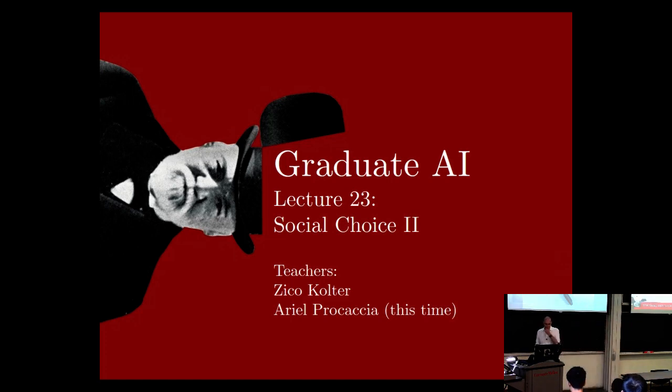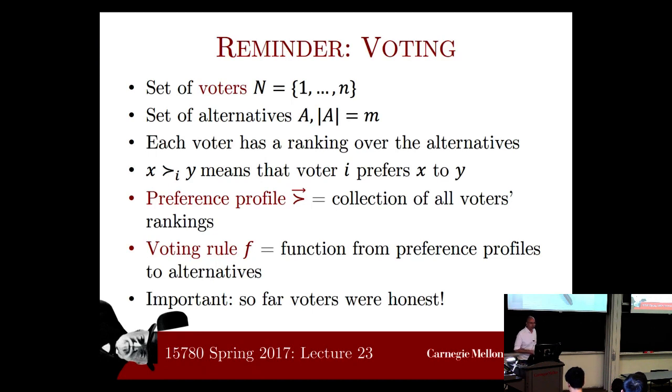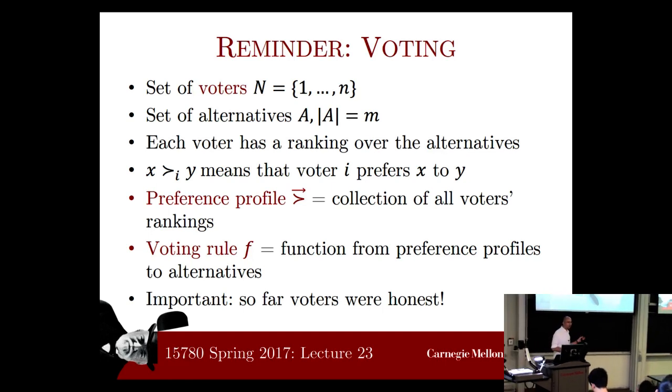Okay, so let me just remind you some of the terminology and notation from last time. We talked about a set of voters that we denote by integers 1 to n, and the set itself is capital N. We have a set of alternatives, m alternatives, that we denote by capital A. And we said each voter has a ranking over the alternatives. Now I'm going to introduce one new small notation, which is when I write x ≻_i y, that means x is preferred to y by voter i. So according to the ranking of i, x is ranked above y. That's a notation we'll use quite a bit.